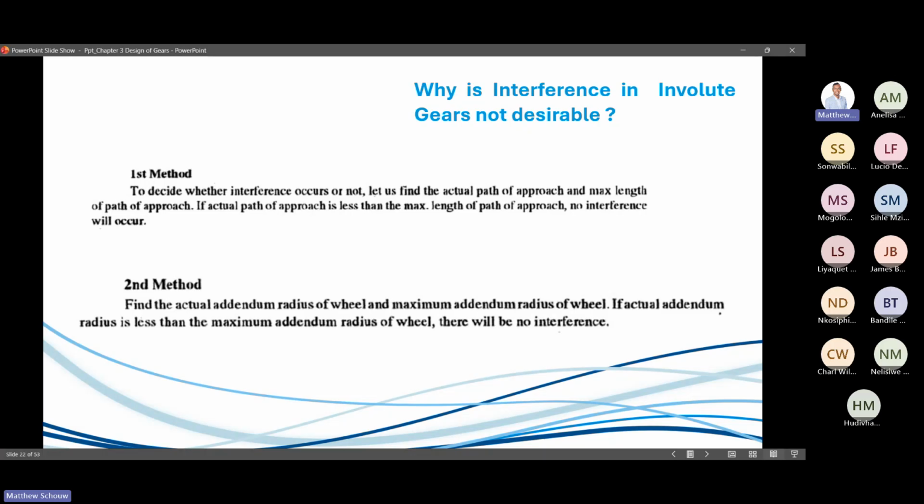So you can again see why the things I mentioned in the contact ratio are important, because once we're able to do it, we're able to identify if the gearing system will be operational. And these are all checks people do when they design a gear system. There's another one where we find the actual dedendum radius of the wheel and the maximum dedendum radius of the wheel. And if the actual dedendum radius is less than the maximum, there will be no interference. So that's another check we can do for interference if it arises.